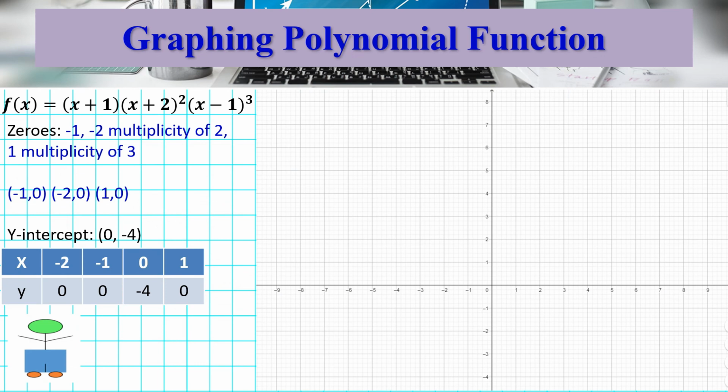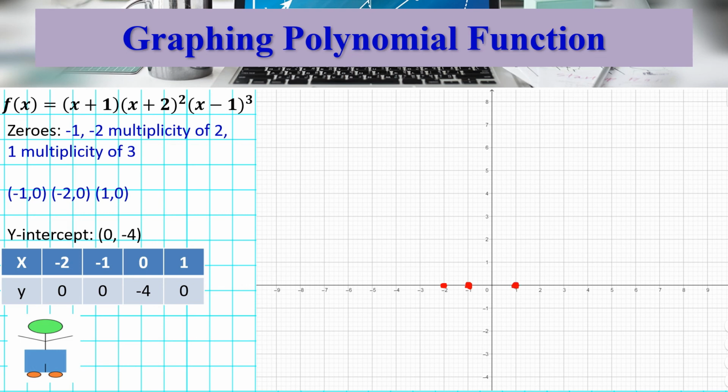First, locate natin yung mga zeros of the function. We have negative 1, 0. So, plot natin ang negative 1, 0 here. Ayan, ito yung negative 1, 0. Next, we have negative 2, 0. Ayan, we have here negative 2, 0. And another one is 1, 0. Ayan, dito naman yung isa.